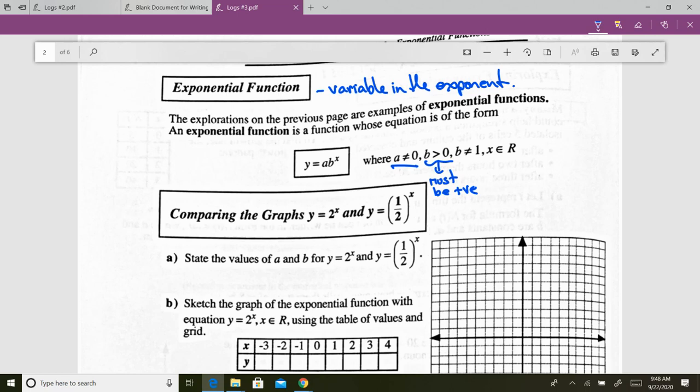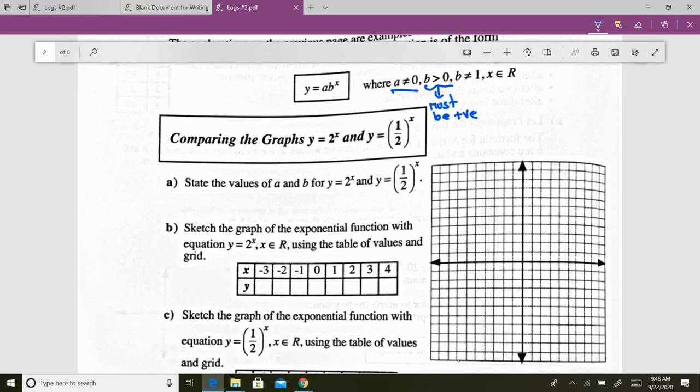And b cannot be 1. Why can b not be 1? Well, what if b was 1? What's 1 to the power of 1? 1. What's 1 to the power of 2? What's 1 to the power of 3? It's always going to be 1 times whatever a is. So it would be a constant function as well, a horizontal line. And x can be all real numbers. They can be positive, they can be negative, they can be fractions, whatever.